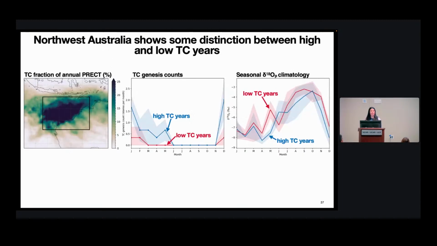Same as before. It looks okay. There is some more distinction in the integrated delta 18O climatologies between high and low TC years. But interestingly, the lines diverge less during the tropical cyclone period. So I'm still teasing this apart, going to test different regions and trying to figure it out. But this is the direction that this analysis is going.